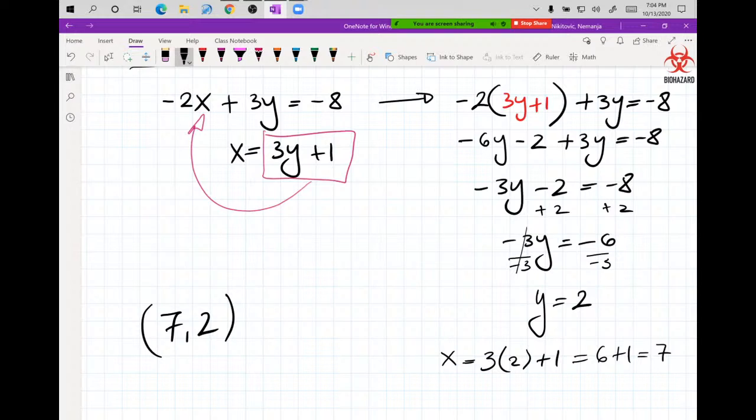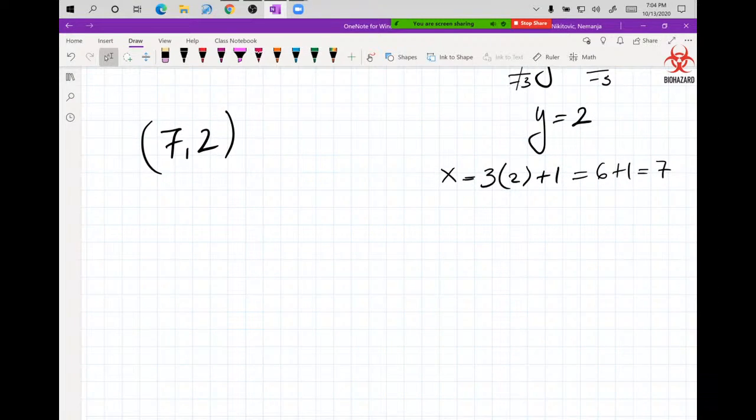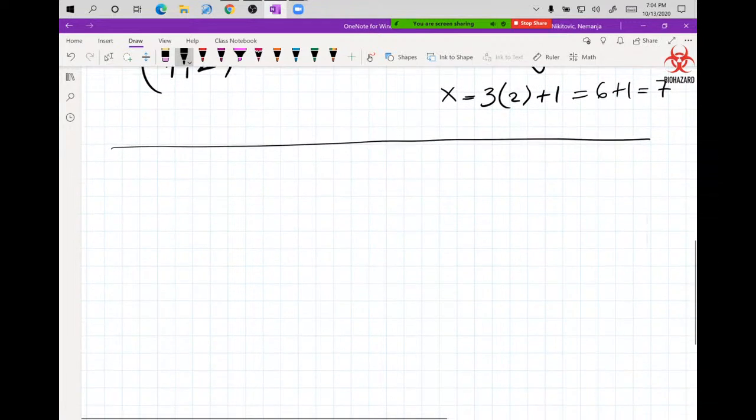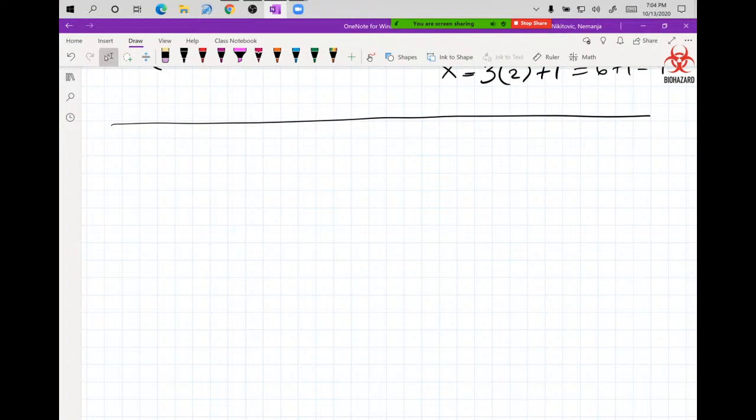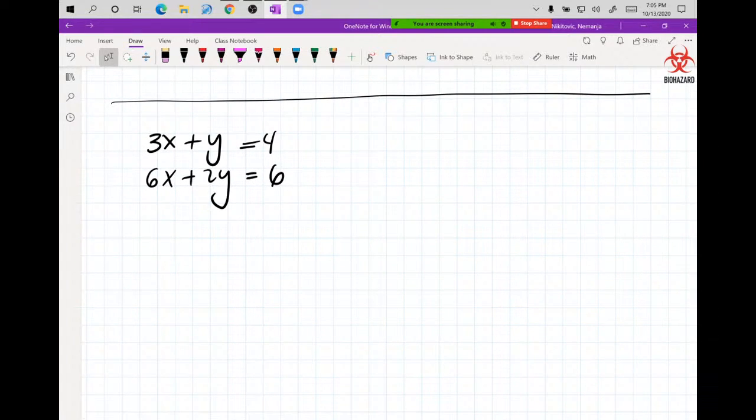Now, these problems can also have the situation when there is no solution, or when there are infinitely many solutions. So let's take a look at 3x plus y equals 4 and 6x plus 2y is equal to 6.